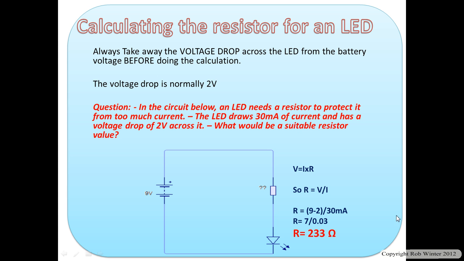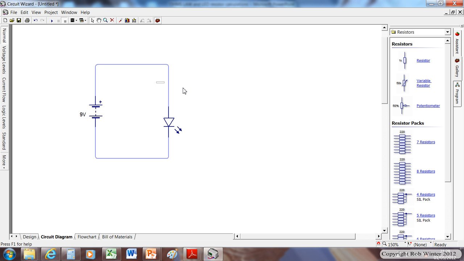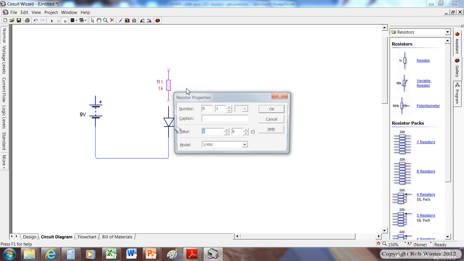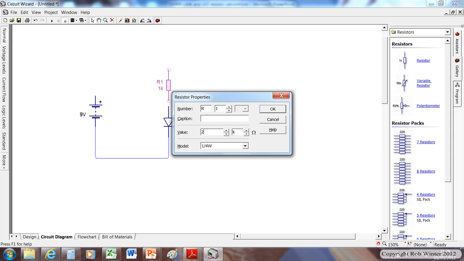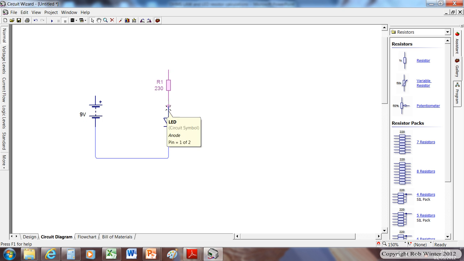We'll do the same math for the circuit we've got. We'll put a 233 ohm resistor in, because it's the same circuit in Circuit Wizard, and hopefully that should stop it blowing up. If it doesn't, I'm going to look a bit stupid. Right, so I'm going to make it 230, near enough, ohms. Okay, connect it up. I really hope this works. There we go. Our LED is now getting enough current to light it, as bright as it can go, but not too much. And it didn't blow up.